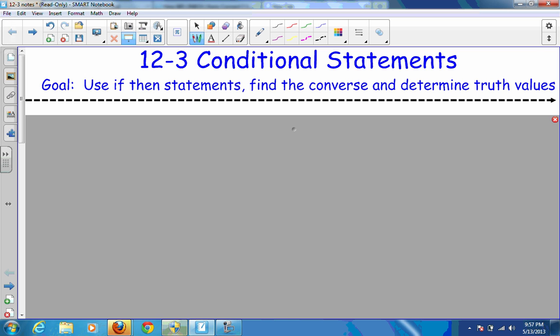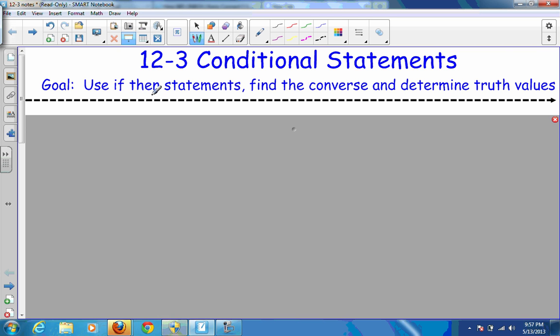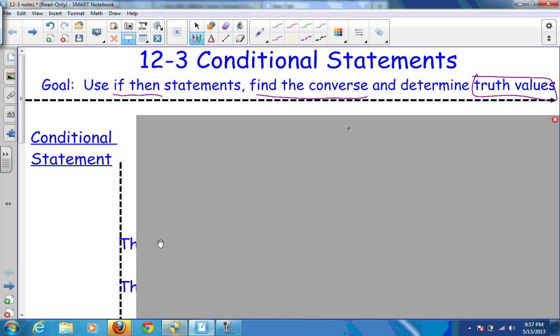All right. Today we're going to talk about using conditional statements. We're going to talk about using if-then statements, which I know you've seen in science before. And we are going to actually end up finding the converse of them and then determining truth values from those statements. All right. So first, let's get through some review here.